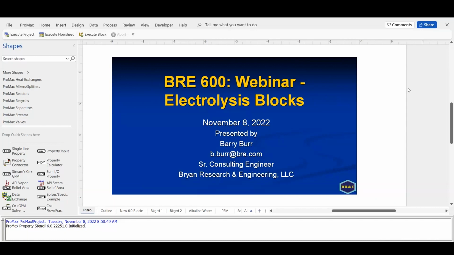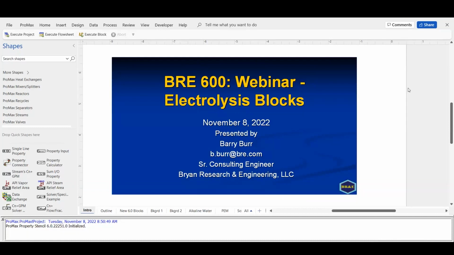I think we have a pretty interesting topic to discuss. We've got in ProMax 6.0 a lot of new features, and one of these is this pair of electrolysis blocks, which will allow us to simulate the production of hydrogen and oxygen from water and electricity. So we've been working on this for a couple of years now, and we finally got it.